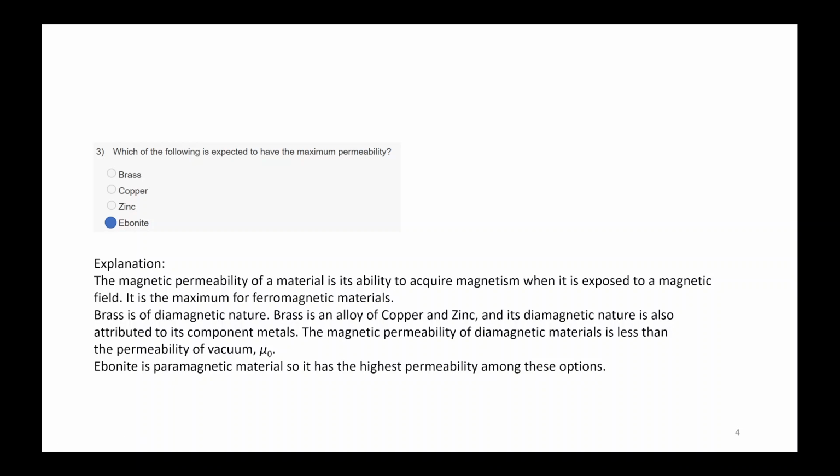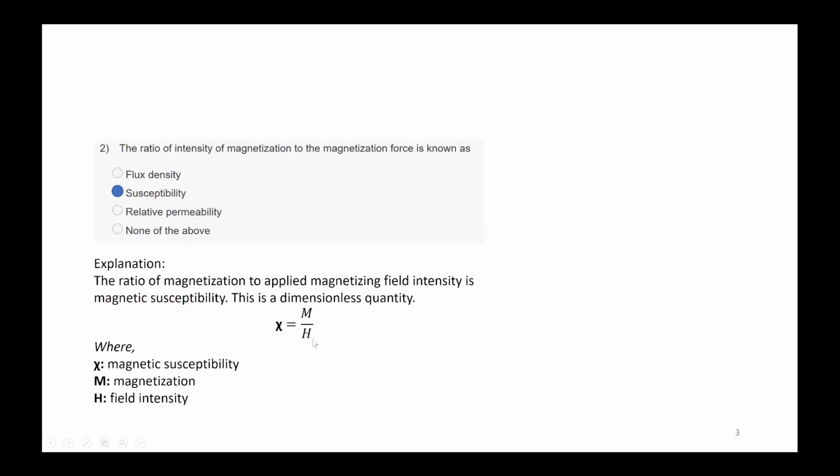Magnetic susceptibility must be high. Magnetic susceptibility will also be higher for paramagnetic. It will be positive for paramagnetic materials, compared to negative for the diamagnetic one. Susceptibility is just the ratio of when you are applying this field intensity and your material is getting magnetized. Okay, madam.